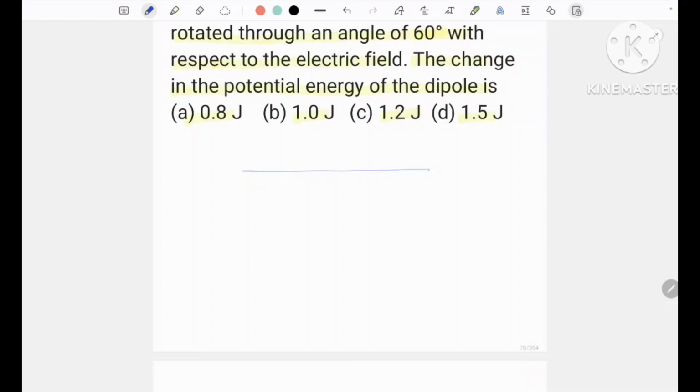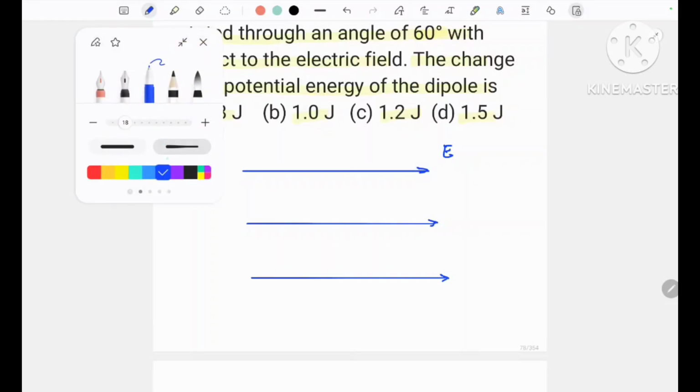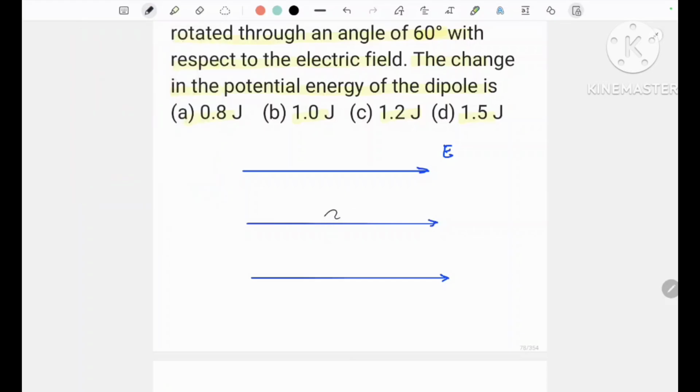The electric field E. The dipole, this is a dipole, is put in this direction, this is P vector.